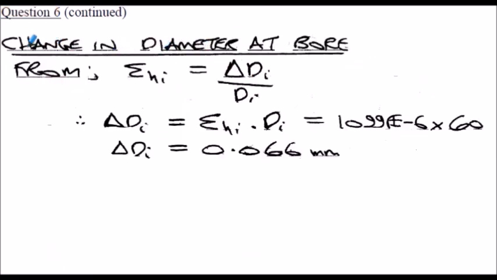To find the change in diameter at the bore, the hoop or diametrical strain at the bore is the change in diameter over the original diameter. Rearranging, the change in diameter is equal to the hoop strain multiplied by the original diameter. Inserting our values for the strain, the original diameter is 60 millimeters. We find a change in internal diameter of 0.066 millimeters.